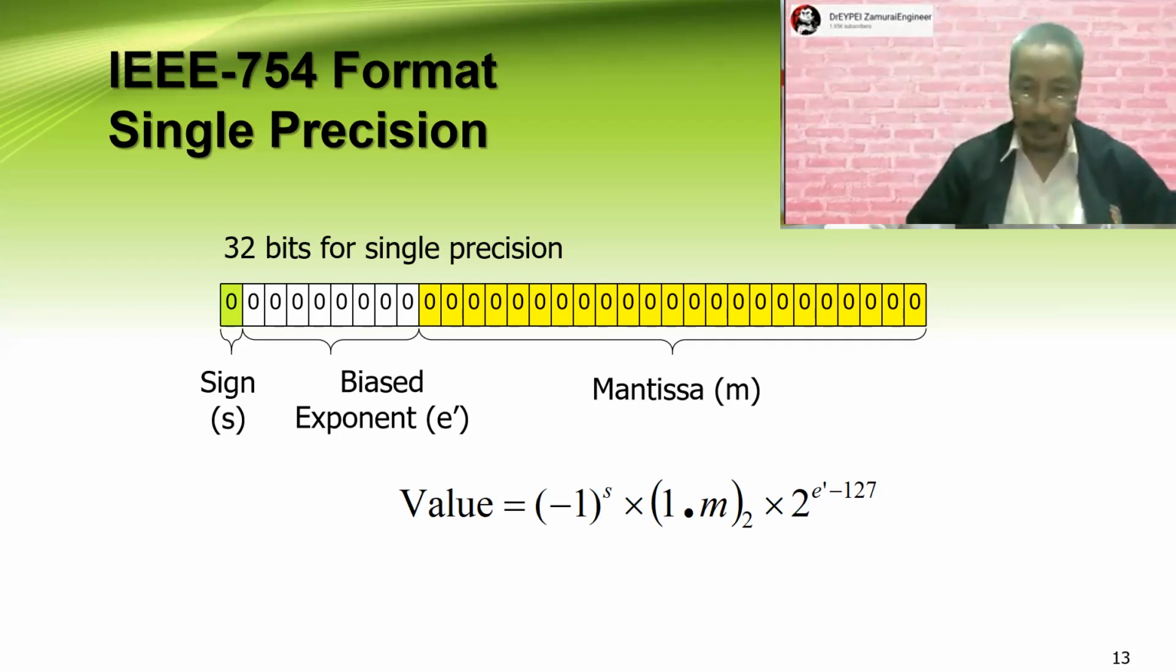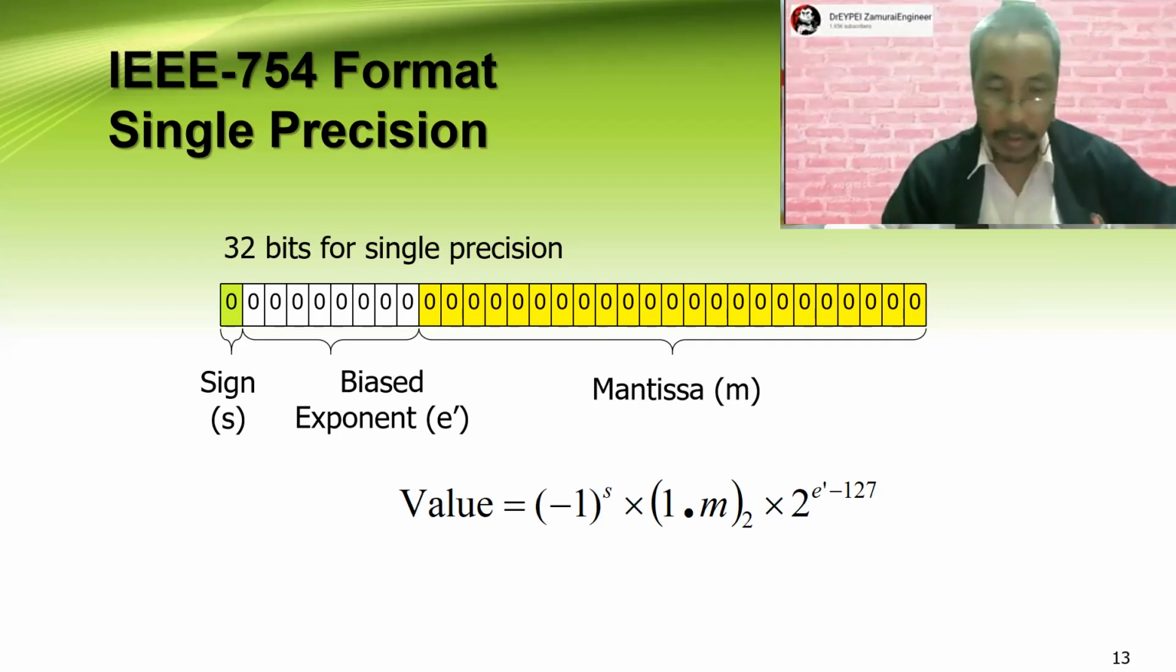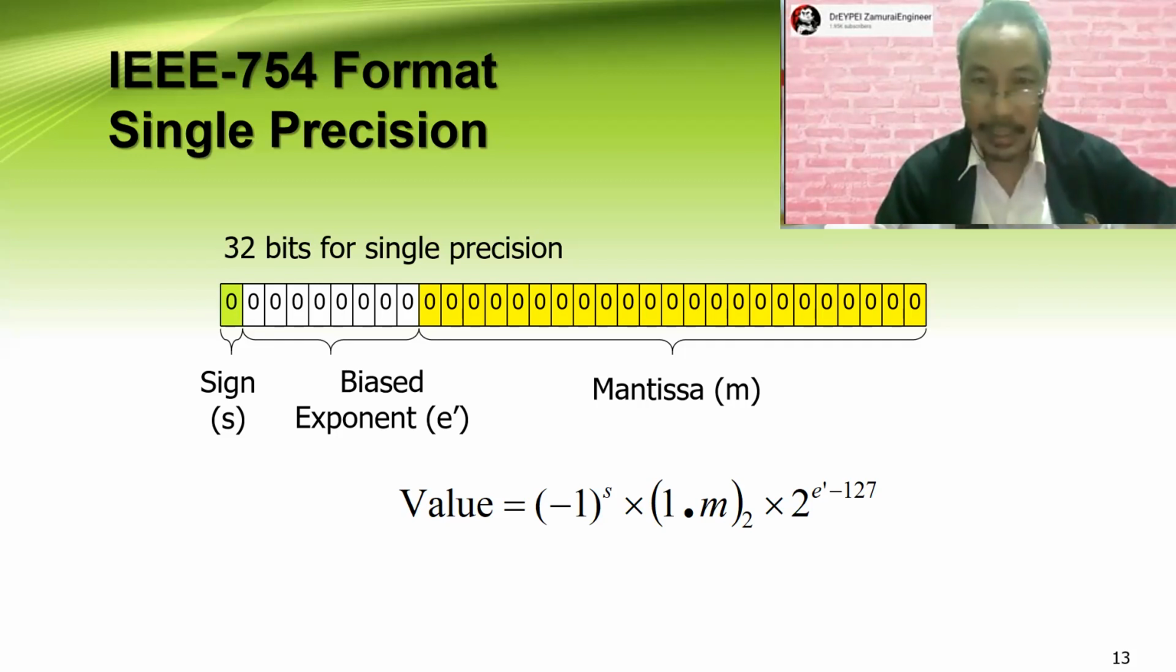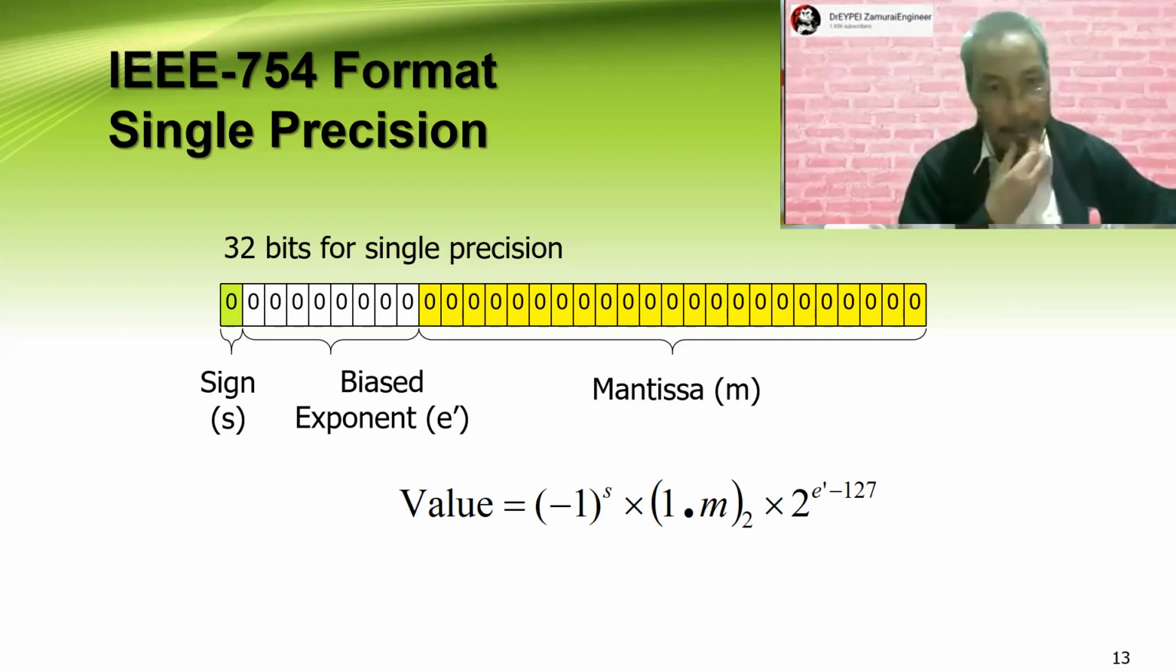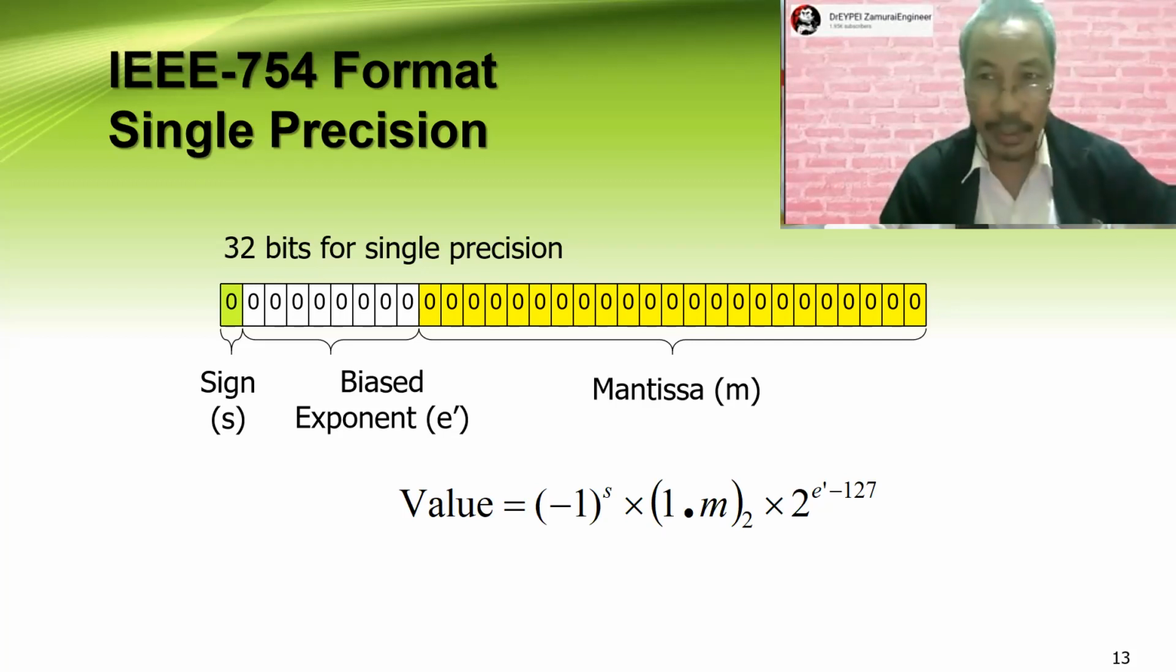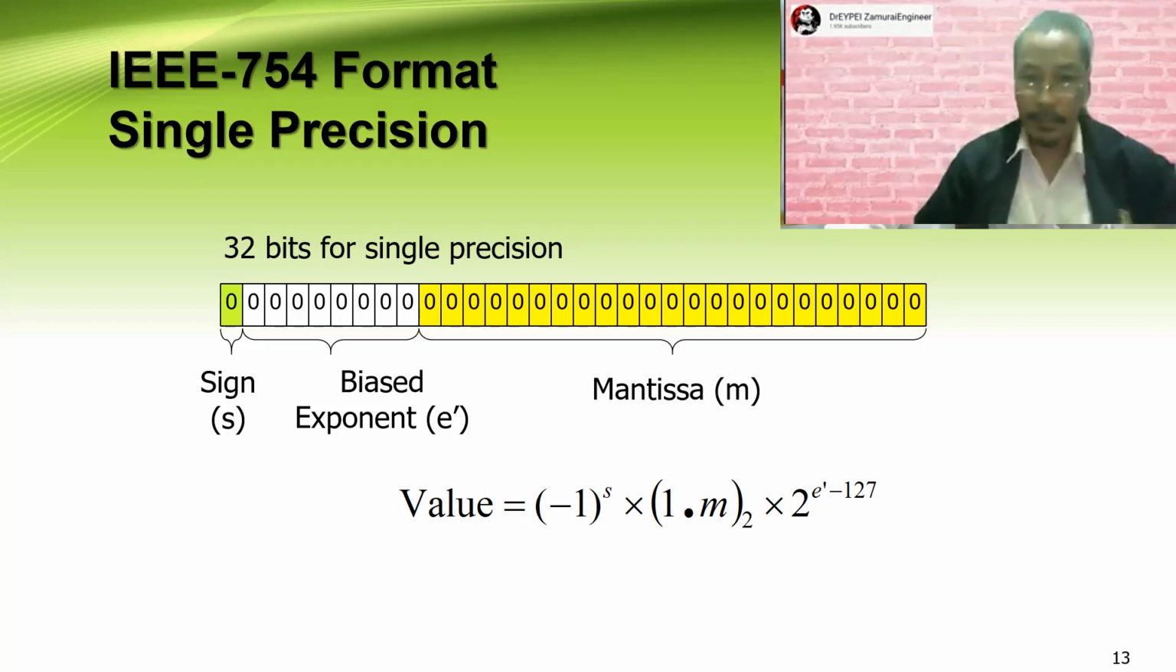So we have the format. Value is equal to -1 exponent s. If s is 0, that means -1 to 0 is 1. So that's why if we see 0 on the first digit here, it means that the number is positive, because -1 to the exponent 0 is equal to 1. Any number to the exponent 0 is equal to 1. That is positive.